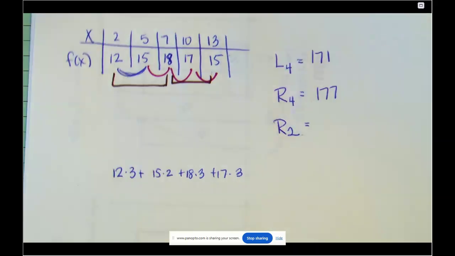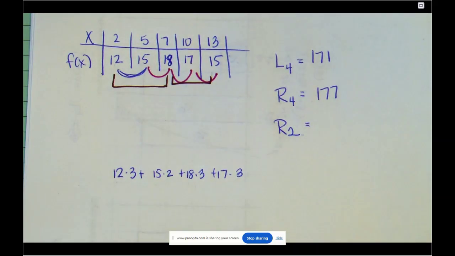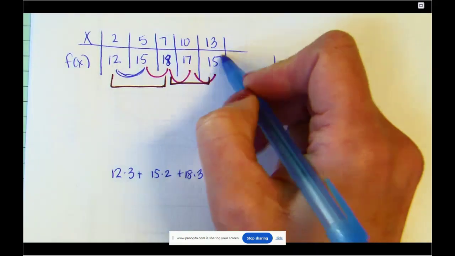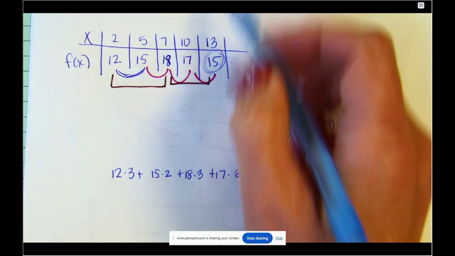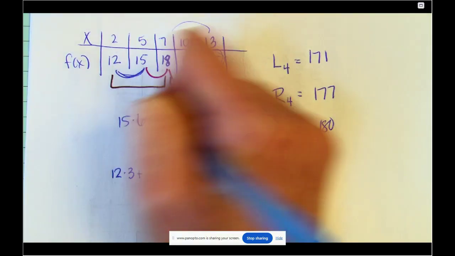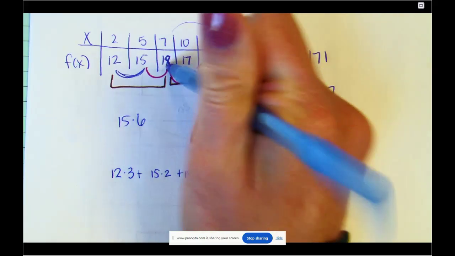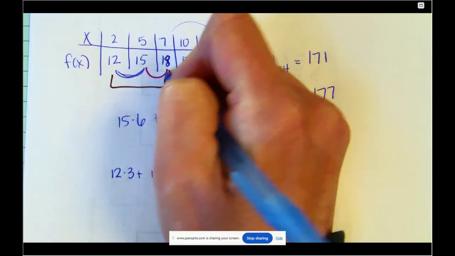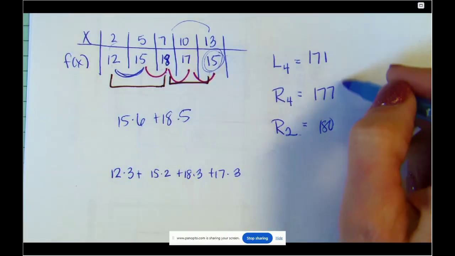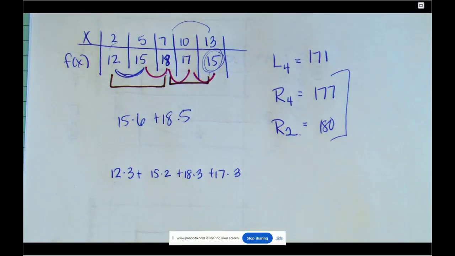Okay, so what do you get for R sub 2? 180. Here's your two intervals. The right hand side is 15 times 6 in this case. I started on the funny side because that's the way I do it. And this one's going to be 18 on the right hand side times the 5. So add those together, it's 180. Question, which of those two is going to be closer to the actual value? R sub 4, because you have more rectangles, it's going to be more accurate.